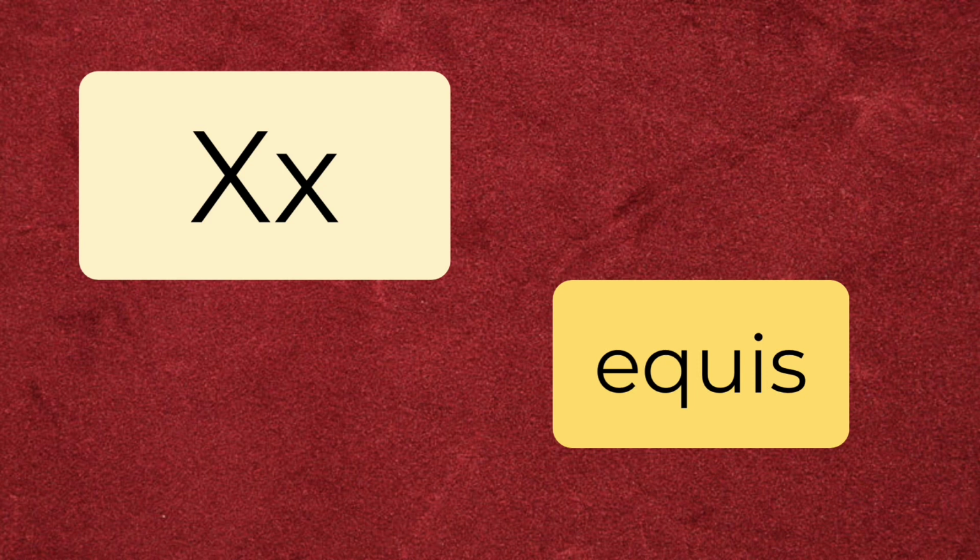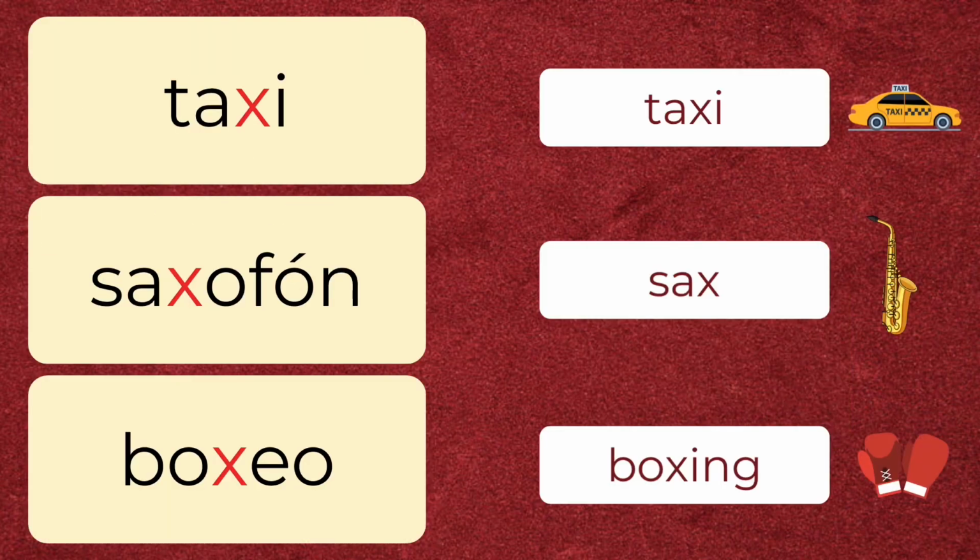Letter X is called X, and it sounds like X, like a CS. For example, taxi, saxophone, boxeo.